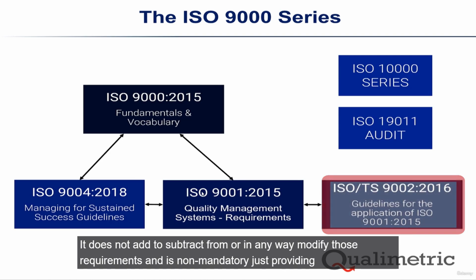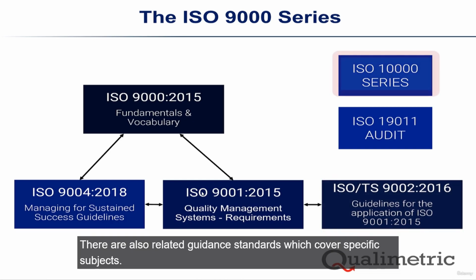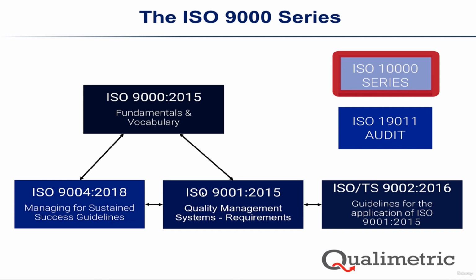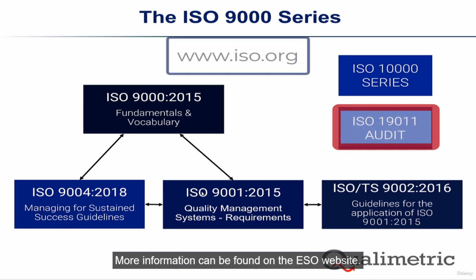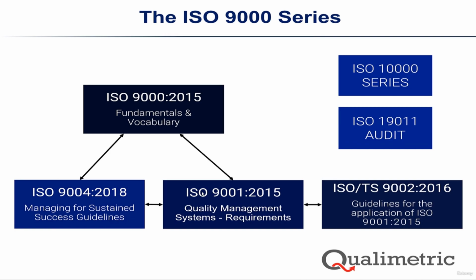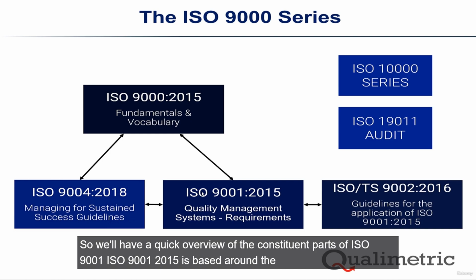non-mandatory, just providing guidance. There are also related guidance standards which cover specific subjects, for example ISO 10012 relating to measurement systems, ISO 19011 giving guidelines on auditing management systems. More information can be found on the ISO website. ISO 9001 and ISO IEC 17020 overlap in content to some extent, so we'll have a quick overview of the constituent parts of ISO 9001.